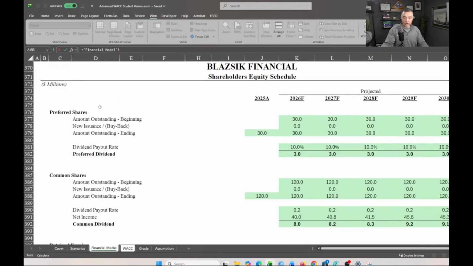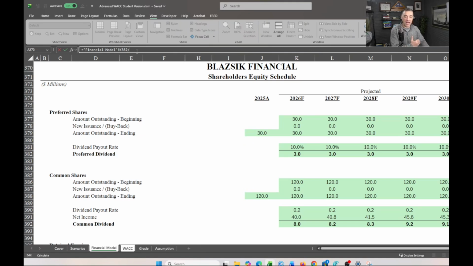We have a preferred amount. We have 30 million preferred stock, and then that's how much money we raised. And then we're paying a 10% dividend. That means we're paying 3 million per year, each year. There's no growth to it. So if we had a growth, I would add the Gordon growth model. But this is consistent. It's constant.